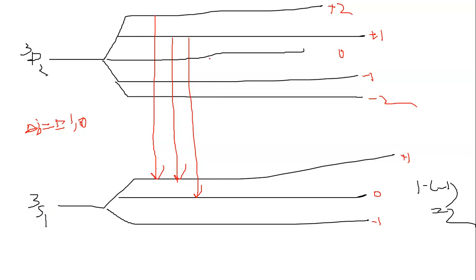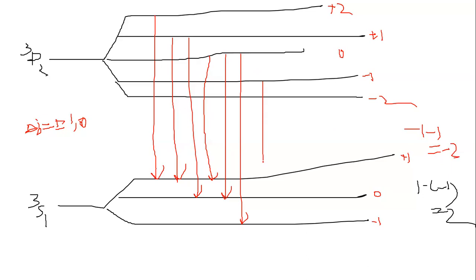So from 0, the transition will be to plus 1, from 0 to 0, and from 0 to minus 1. Similarly, from minus 1, there can be a transition to plus 1, because minus 1 into minus 1, it is minus 1 plus minus 1, minus 2.